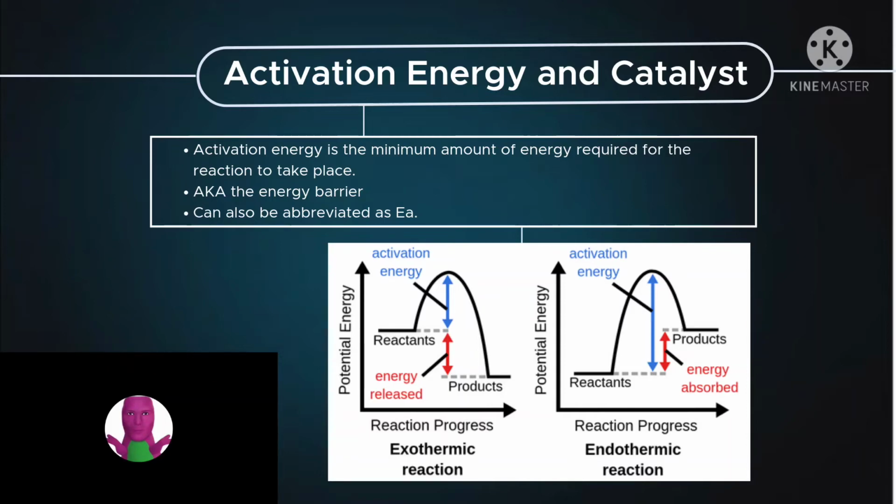As you can see, the picture below shows two potential energy diagrams, an exothermic and an endothermic reaction. In an exothermic reaction, the product sits lower and it releases energy. And for the endothermic reaction, the product sits higher and it needs to absorb energy to occur.